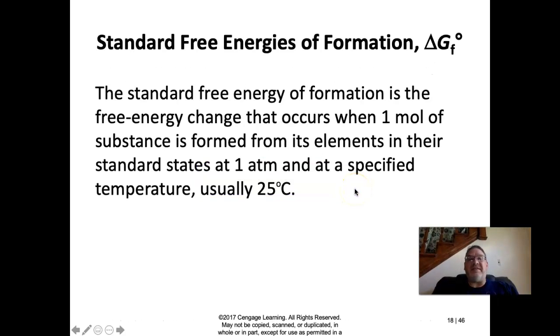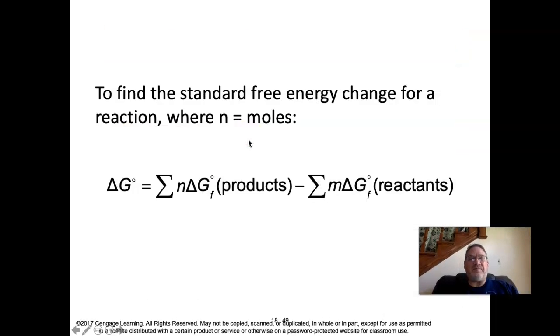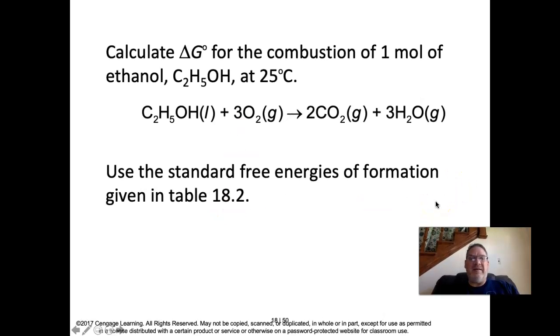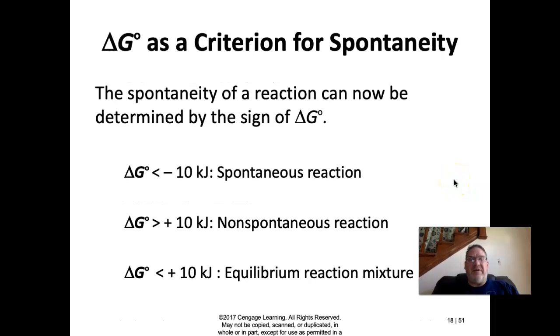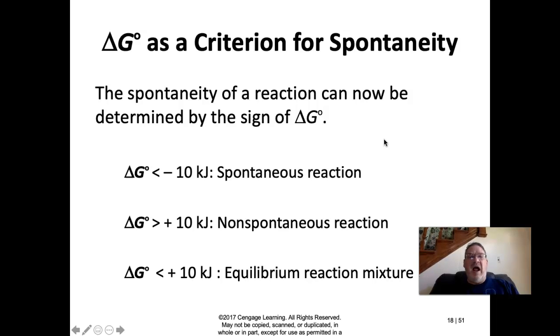We can also use standard free energy values. And this is table 18.2. Also in Appendix C, you have the same table with more substances. Again, pay attention to chemical states. That's going to be important. Products minus reactants. You'll see that. And again, we can just plug in the numbers with this equation. That value of delta G, there's our spontaneity.